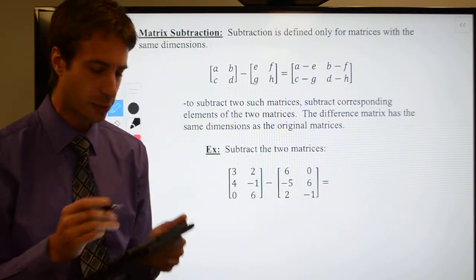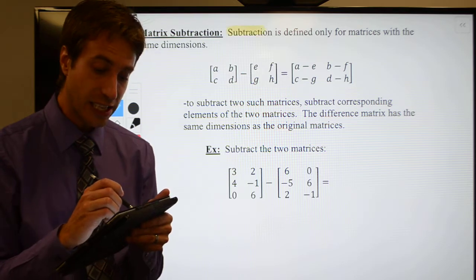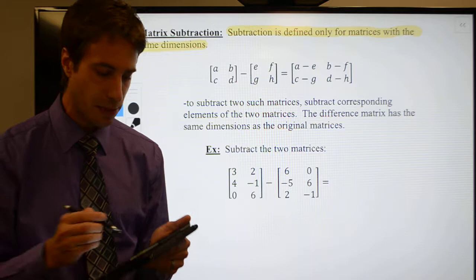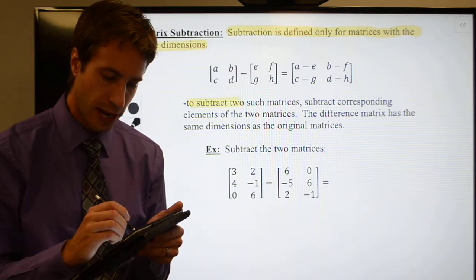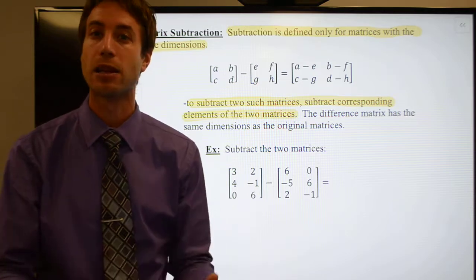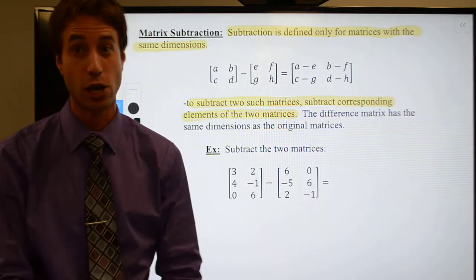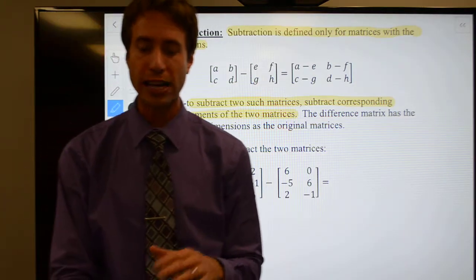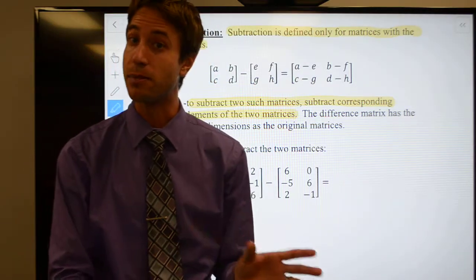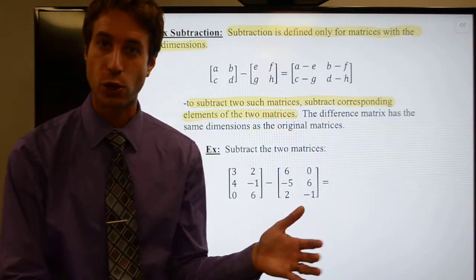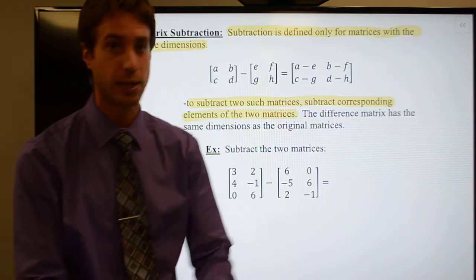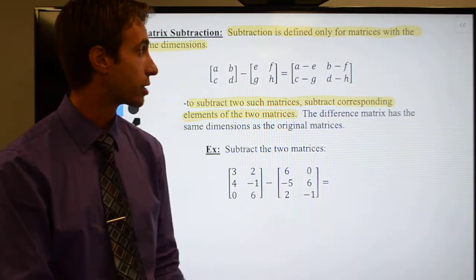All right, well, here's the way subtraction works. Subtraction is also defined only for matrices with the same dimensions, and to subtract two such matrices, you will subtract the corresponding elements in both matrices. So it sounds like subtraction works the exact same way as addition. As long as the dimensions are the same, subtract corresponding elements, and you've got your difference matrix. That's exactly the way it works.